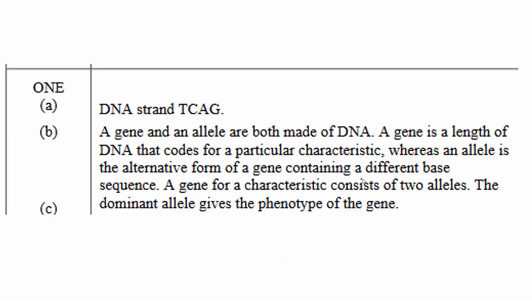A gene and an allele are both made of DNA. A gene is a length of DNA that codes for a particular characteristic, whereas an allele is an alternative form of a gene containing a different base sequence. A gene for a characteristic contains 2 alleles. The dominant allele gives the phenotype of the gene. So remember that half your DNA comes from your mum and half your DNA comes from your dad. So every time there is going to be a dominant allele which shows the phenotype or the physical characteristic.